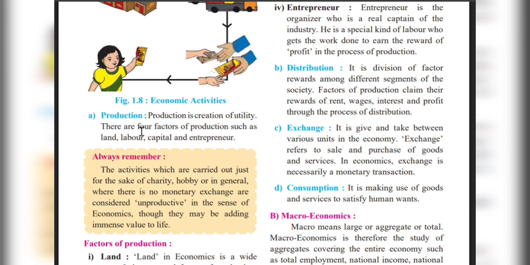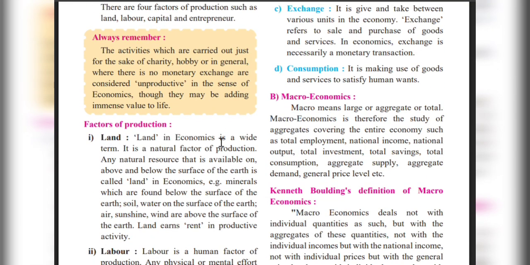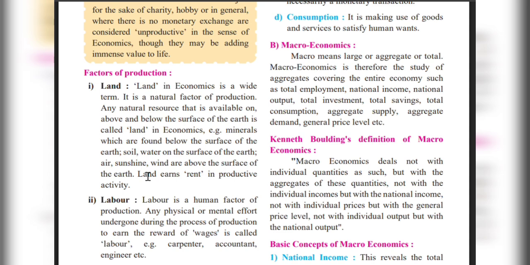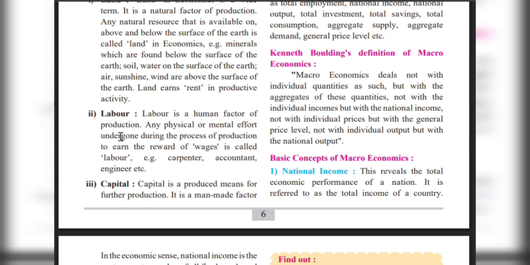So first is production. You can see here, production is a creation of utility. There are four factors of production, such as land, labor, capital, and entrepreneur. For production, these four factors are necessary. So first is land. All natural resources are called land. Reward of land is rent.